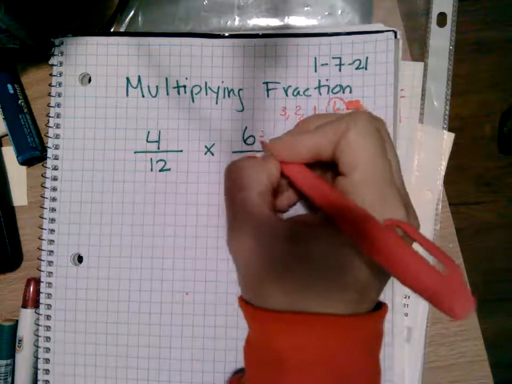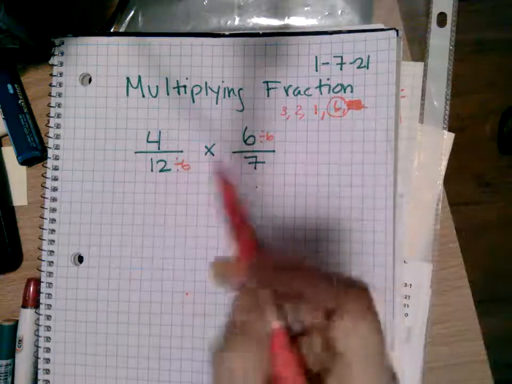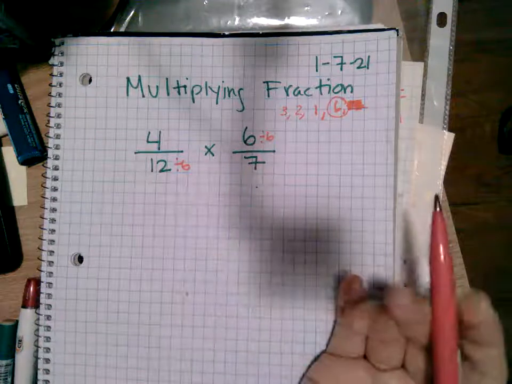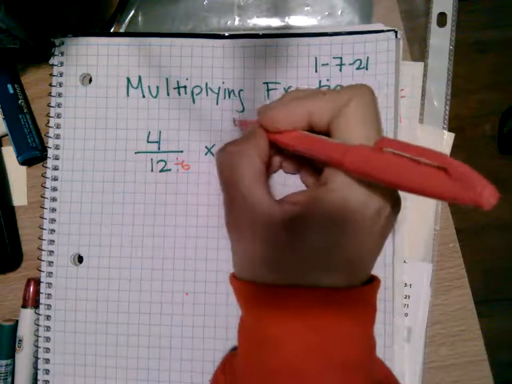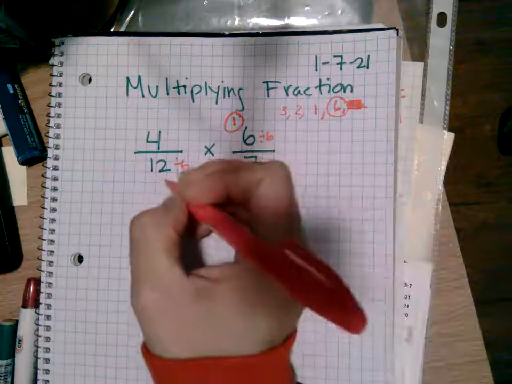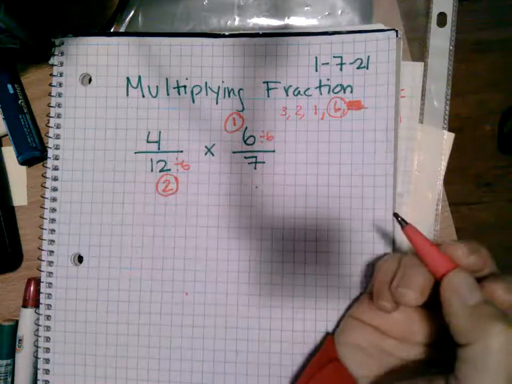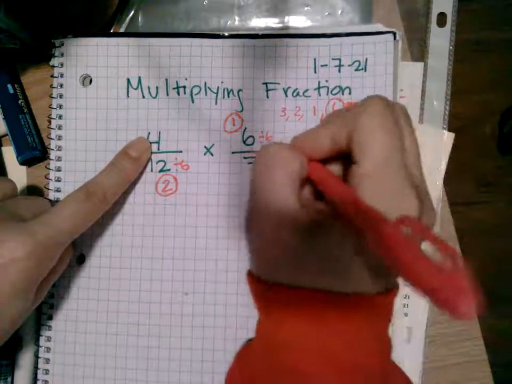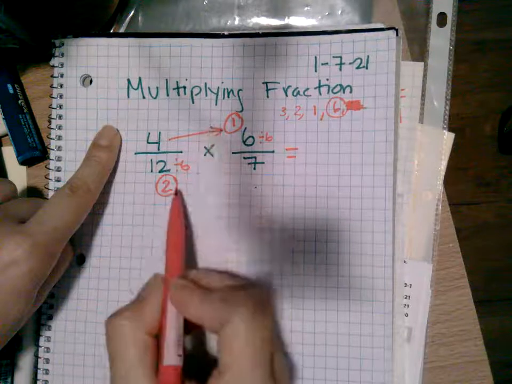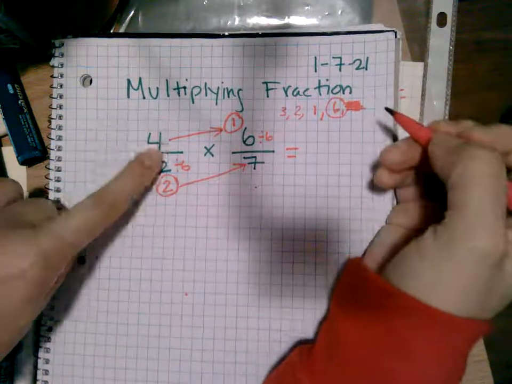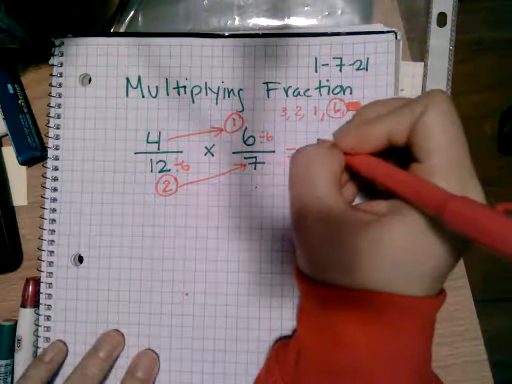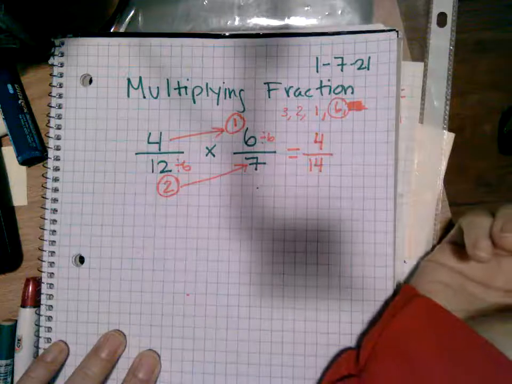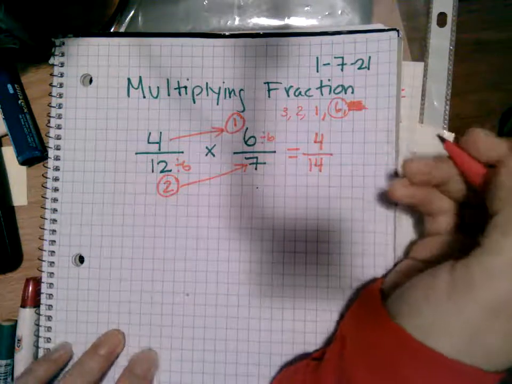So I'm going to divide this by 6. Divide this by 6. Notice it's the opposite corners. Not on the same line. Okay? So 6 divided by 6 is 1. 12 divided by 6 is 2. Now, can I simplify 4 and 7? Nope. So all we do now is multiply straight across. 4 times 1 is 4. 2 times 7 is 14.